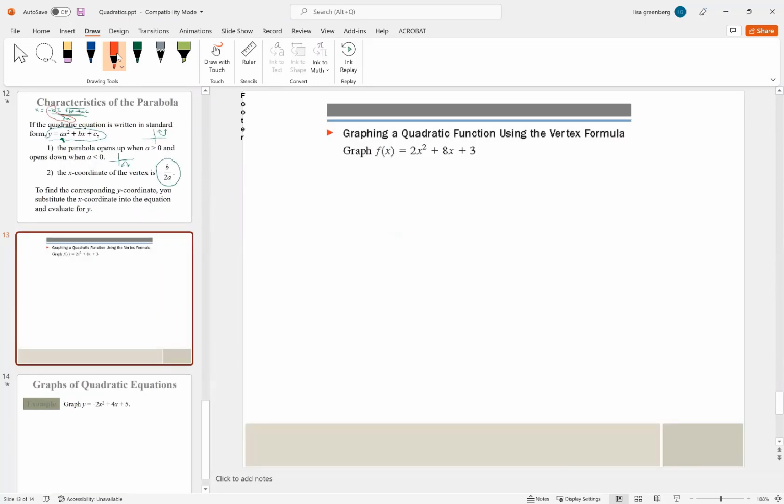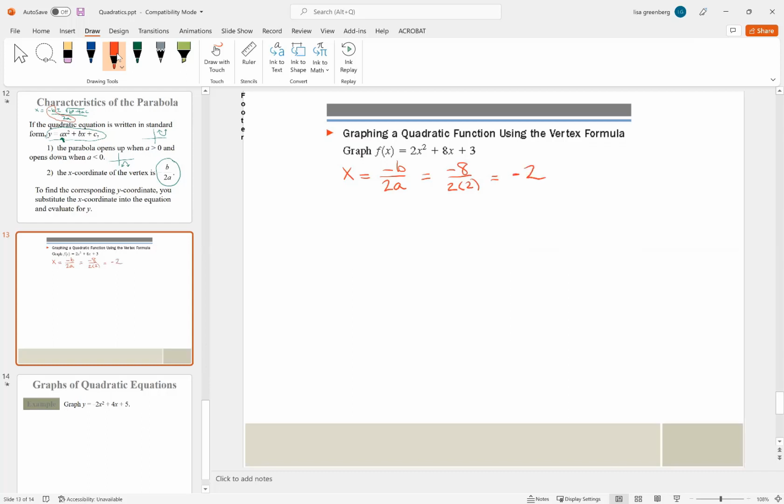For example, here it says graph this quadratic equation using the vertex formula. So what is my vertex formula? My vertex formula says that the x value of my vertex is going to equal negative b over 2a, which is going to equal negative 8 over 2 times 2, which is equal to negative 2.